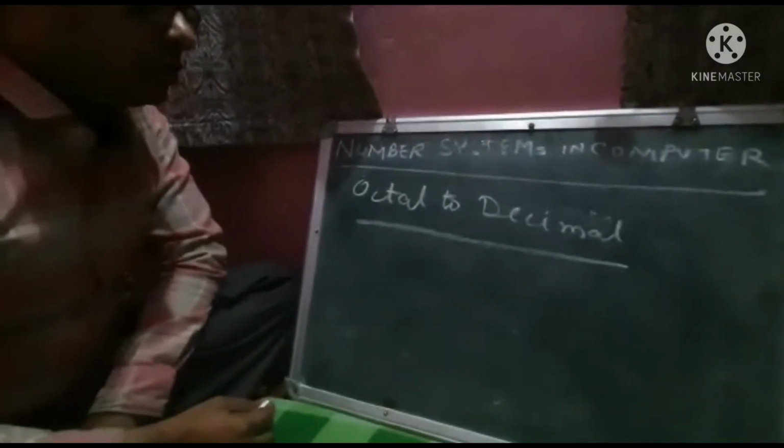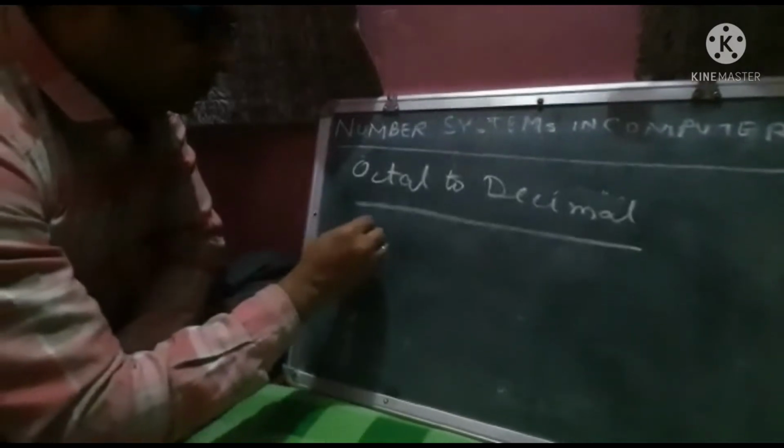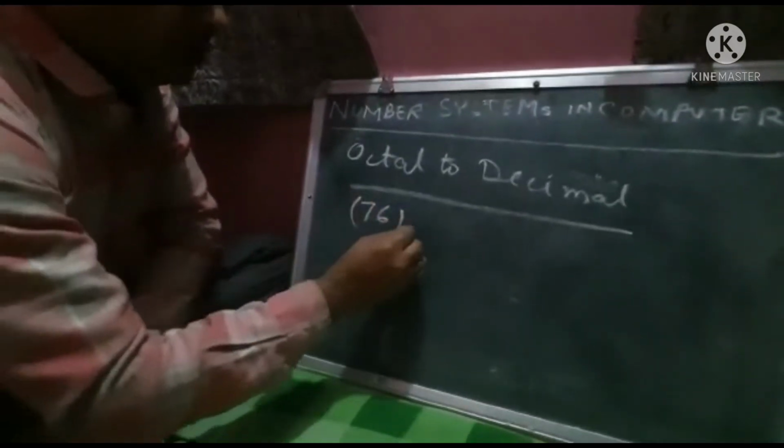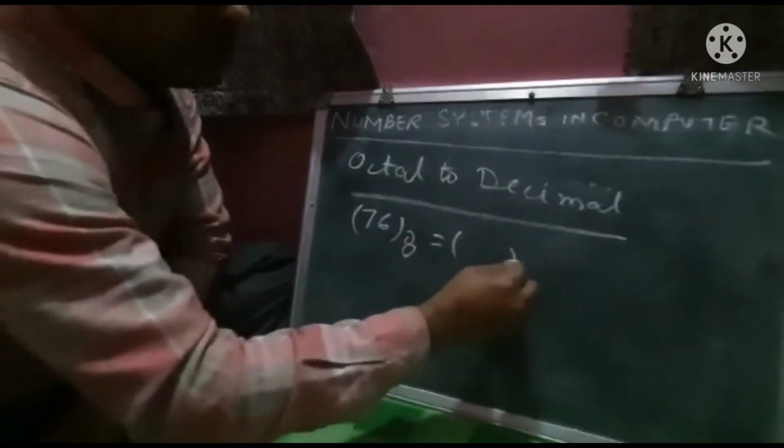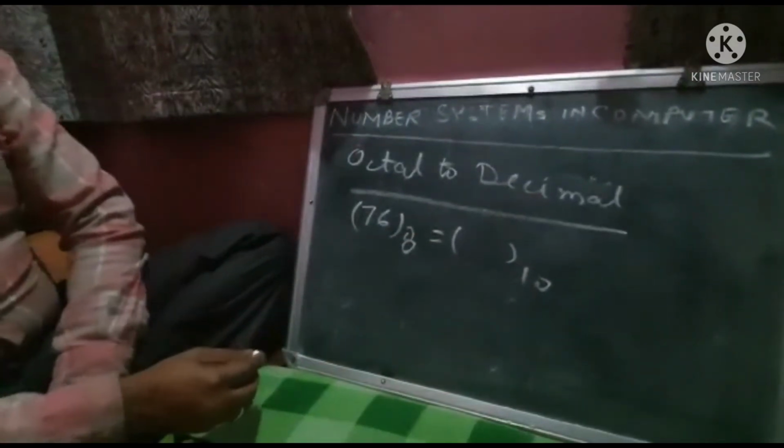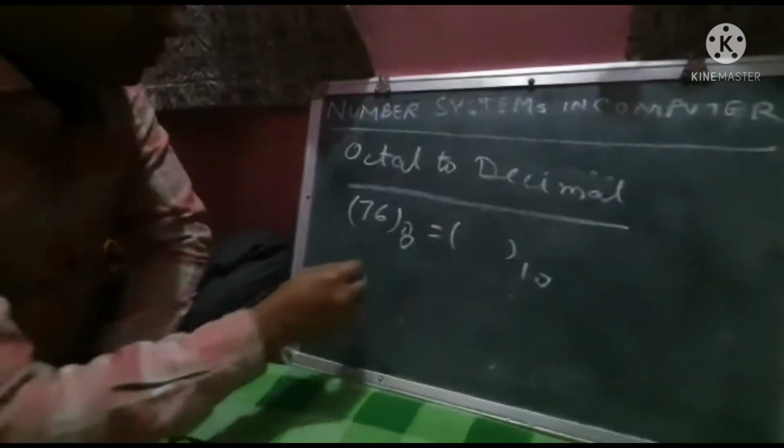Consider the conversion from octal to decimal. Let us take an octal number like 76 in base 8. Octal is a base 8 system. Now let us convert this number into decimal. Let us see how we convert from this octal number to decimal.